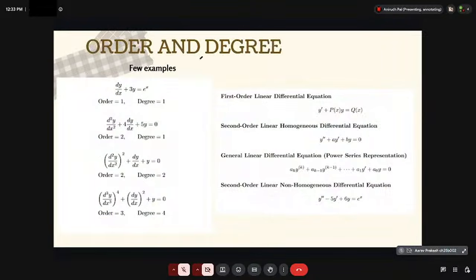Now again, just for the sake of understanding, let's look at what order and degree are. So here, dy by dx plus 3y equal to e power x. Order is 1 and degree is 1. And over here, order is 2 because it's the second derivative, and degree is 1 because the power is 1. And then again, order is 2, degree is 2, same as the previous one. And here, d cube y by dx cube, the order is 3 because it's the third derivative, and the degree is 4 because it's raised to the power 4.